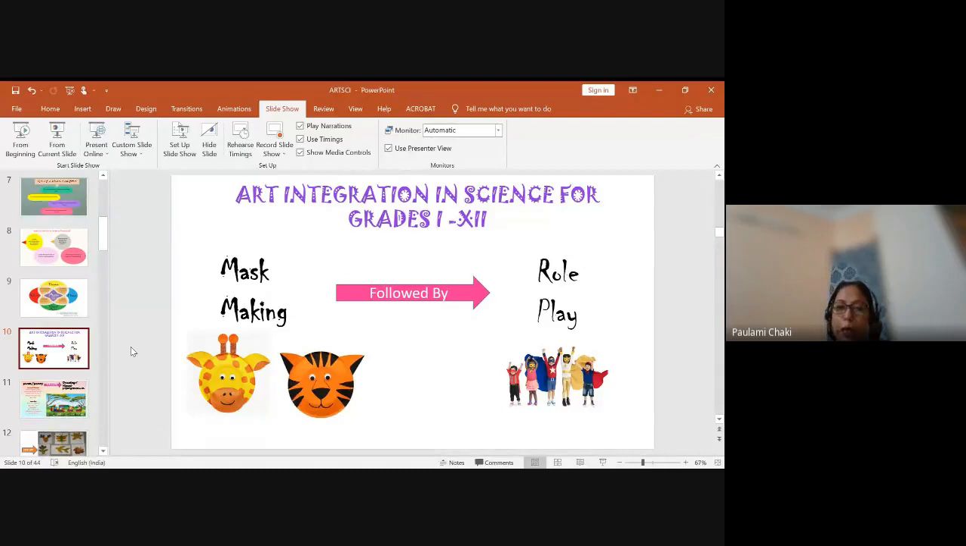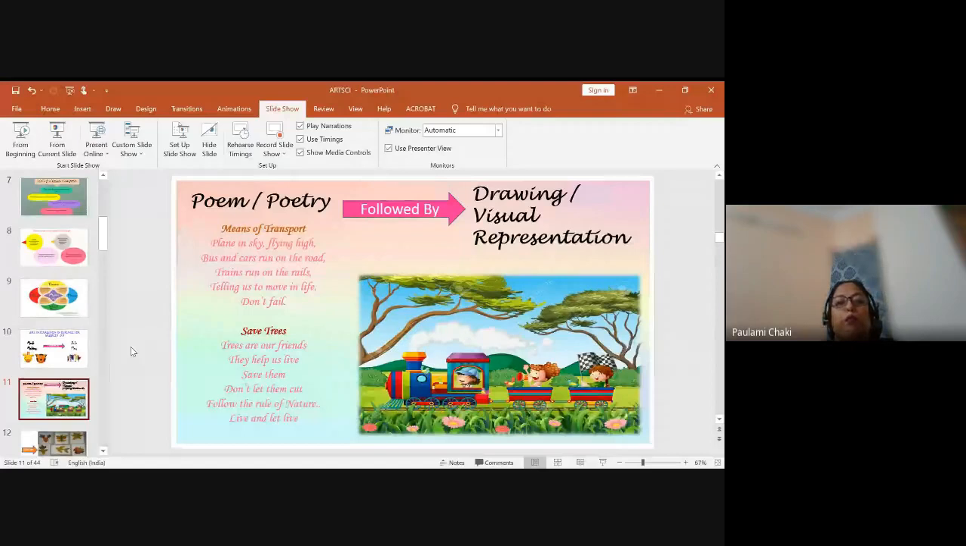Very beautifully done. But that role play can be done better in offline mode than online. But this mask making along with role play for junior kids, you can always do in online classes. I will even suggest the teacher can also make one mask, so that she can motivate her students. So she can start the process and students can follow. Then comes poem or poetry, followed by drawing or visual representation.